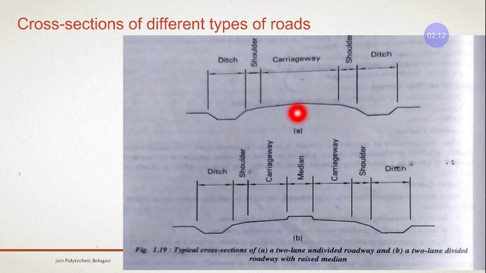So this road has no median in it. It is a two-lane undivided road. It is not divided. In opposite directions the vehicles might move, but there is no median or obstructor provided here, so there is a risk of head-on collision.